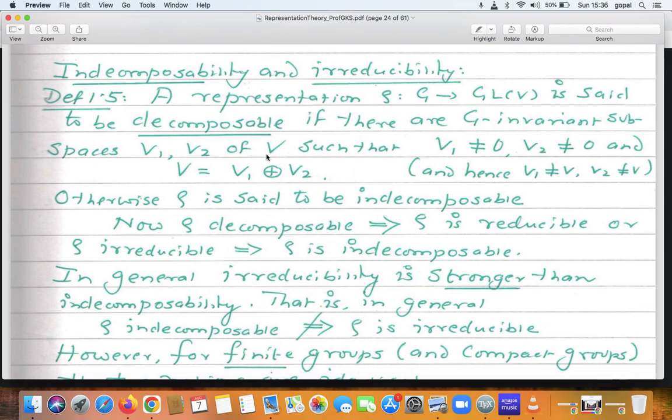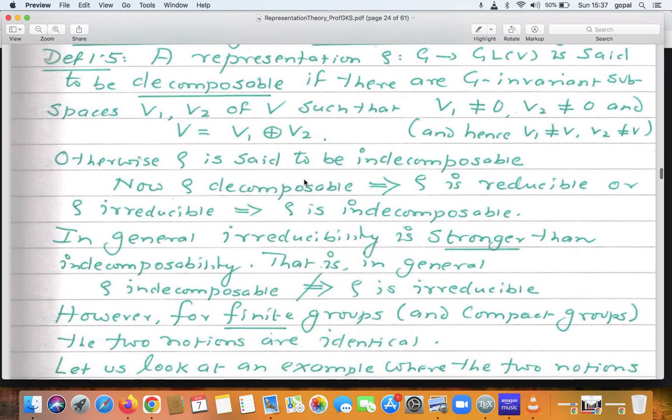Correct? Now, what will be the matrix of rho G with respect to this basis? It will be a block diagonal matrix. Suppose the dimension of V1 is K and the dimension of V2 is L. Then the matrix rho G will have a K by K block, 0, 0 and an L by L block. So it's like taking two individual representations on V1 and V2 and just stringing them together. Okay, that's why it's called decomposable. So I decompose the representation rho into two subrepresentations, one on V1 and one on V2, like a block diagonal matrix, a K by K block and an L by L block. K plus L is the dimension of V.